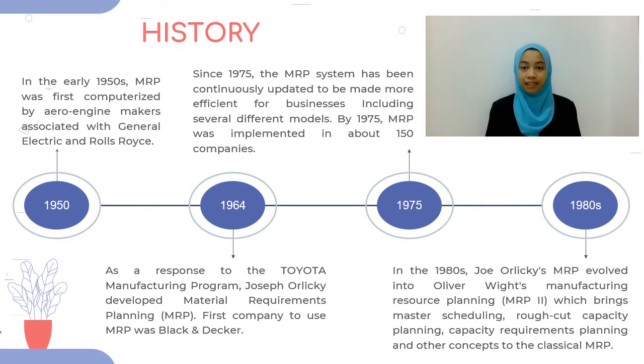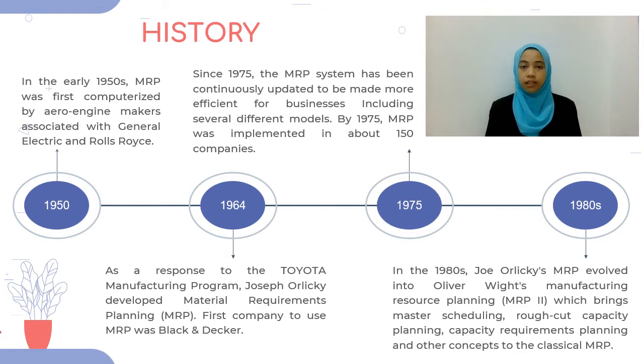So this is the history of MRP. In the early 1950s, MRP was first computerized by aero engine makers associated with General Electric and Rolls-Royce. However, MRP was not commercialized by them. Before MRP became commercialized, it was reinvented to use the Polaris program. In 1964, as a response to the Toyota manufacturing program, Joseph Orlicky developed MRP. The first company to use MRP was Black & Decker in 1964.